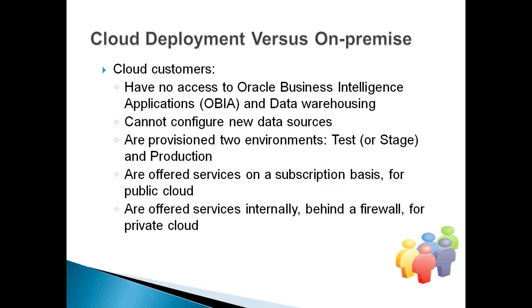That's how it works. Public cloud services are offered on a subscription basis, and private cloud services are offered internally behind a firewall. So we have public and private cloud, depending on whether the infrastructure is shareable between multiple customers, which we call a multi-tenant scenario. Probably you must have heard this word also, multi-tenant. Multi-tenant means multiple customers sharing the same infrastructure, or it is specific to a particular customer, which we call a private cloud.